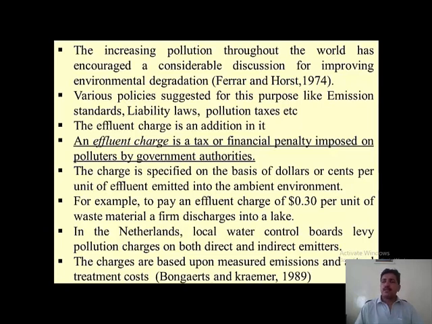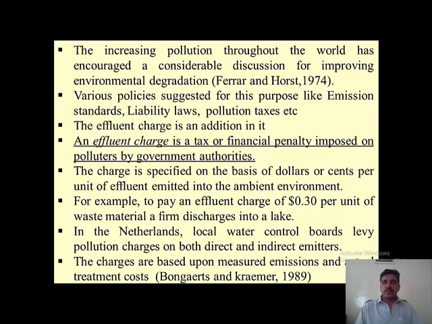Now the question arises, what is an effluent charge? An effluent charge is a tax or financial penalty imposed on polluters by government authorities. We can say that an effluent charge is nothing but a tax, a financial liability, a financial penalty imposed on those who emit pollution. The charge is specified in dollars or cents per unit of effluent emitted into the ambient environment.